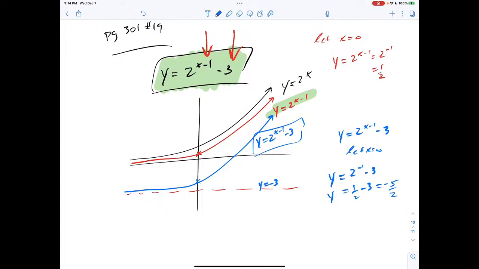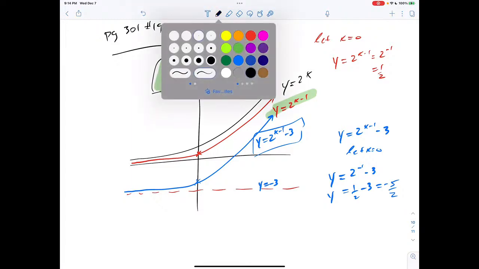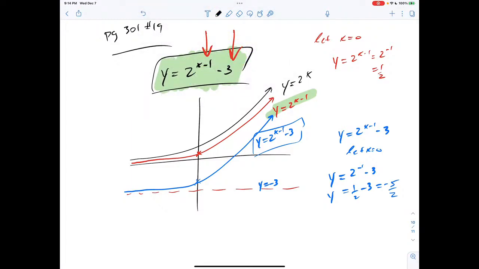Does that make sense, that graph? Did you want to try some of them with me?